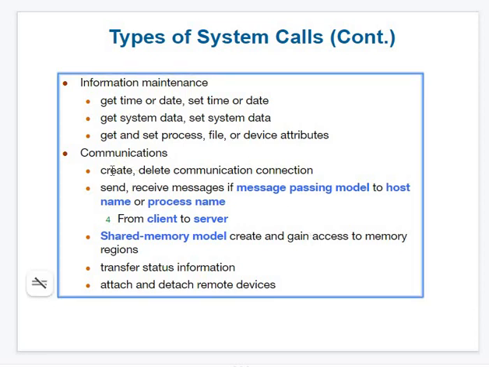With respect to communication, start a communication, delete the communication. That means connect with Google, disconnect from Google. Send a message, receive a message from a friend, download a file and upload a file, transfer of the status. Transfer status means you are trying to upload a file, 50% of the upload is done, another 50% is remaining. Like that, through the internet we can connect to a printer and we can disconnect it.